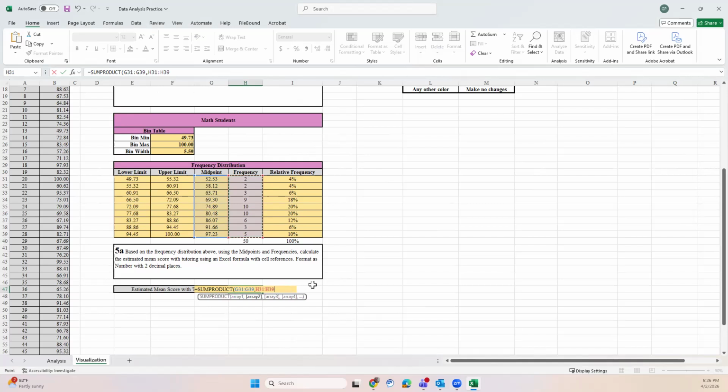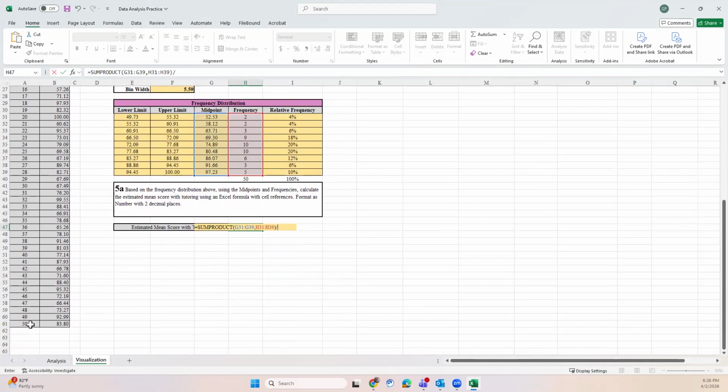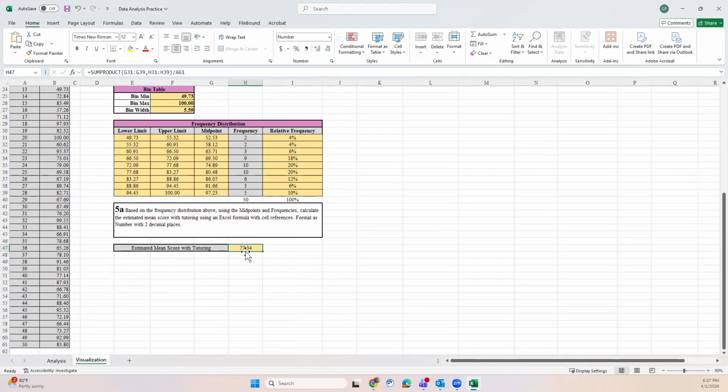So I'm going to close my parenthesis, but I'm not done because that's just multiplying each piece and adding them, which is good. I want to divide. So I'm going to use divide, and I want to divide by the total number. So I'll click that cell. I'm not going to put absolute value on this because we're not moving it. I'm not going to lock it. I'm just going to hit enter. And then this should be formatted number, two decimal places. So I'm going to fix that. Number, two decimal places. Interestingly enough, 77.34.